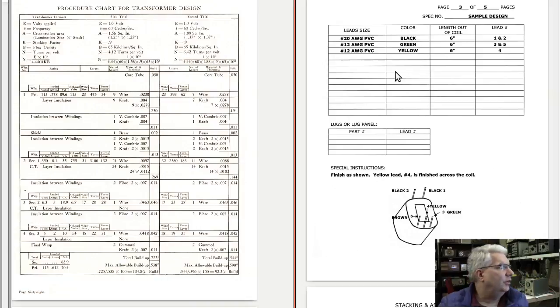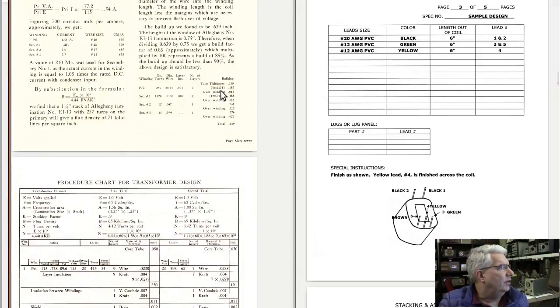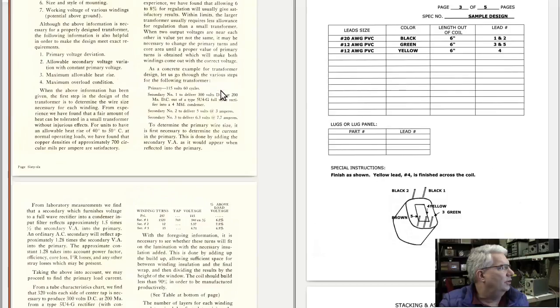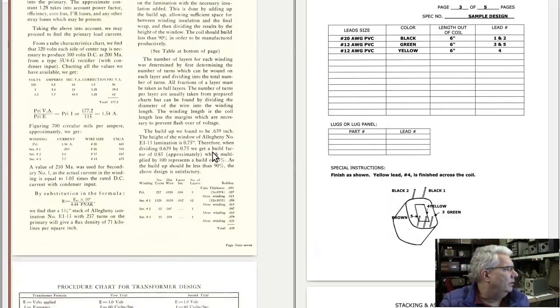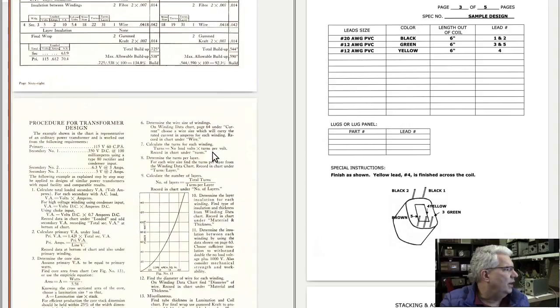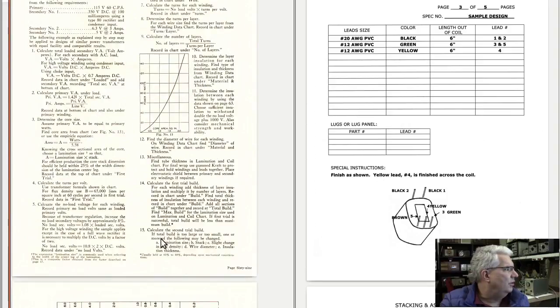At the end of this in the Stancor manual, down at the very bottom, there's a section that tells you what you should do if your design doesn't fit. For the second trial build, it says if it's too large or too small, one or more of the following can be changed: the lamination size, the stack height, the flux density, the wire diameters, or the insulation thickness. You can change all that in my code as well.